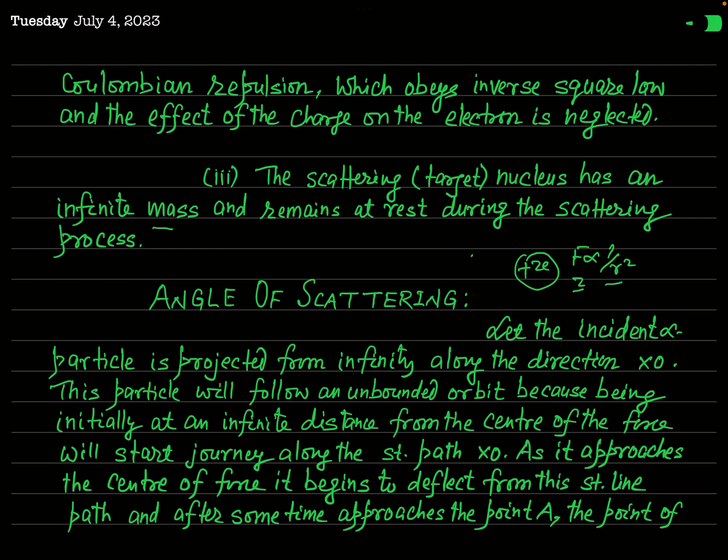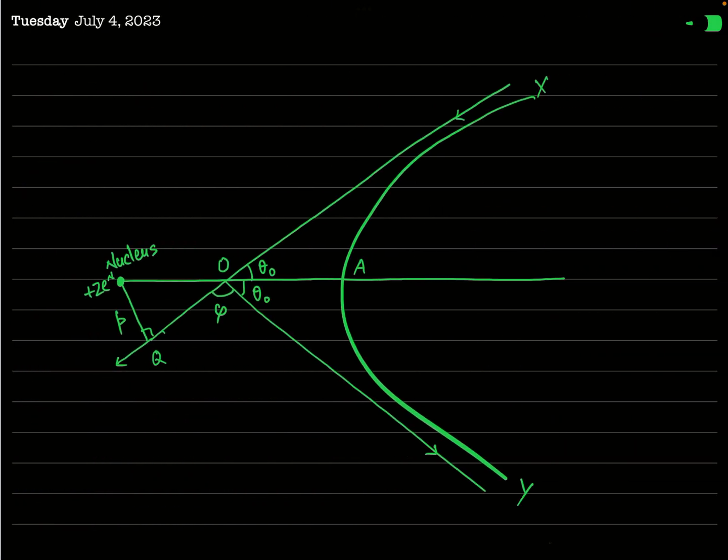Now we will see the basic theory, in which, as I have told you earlier, in this lecture our aim is only to calculate the angle of scattering. What is this angle of scattering? What is impact parameter? I have already discussed this in my previous video. And for calculating the angle of scattering, let us see this figure.